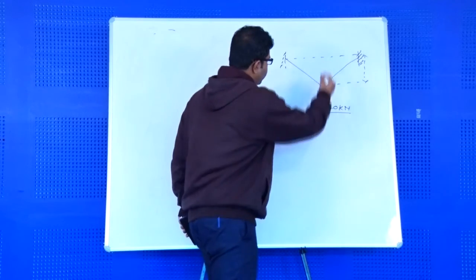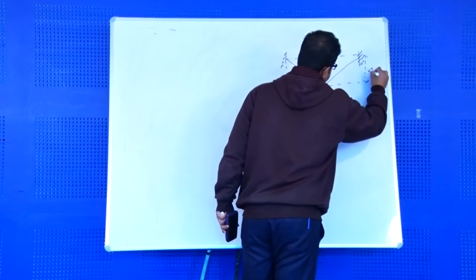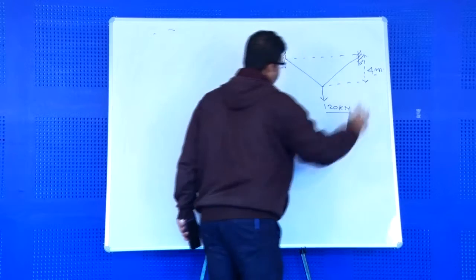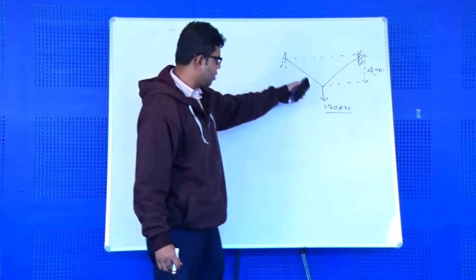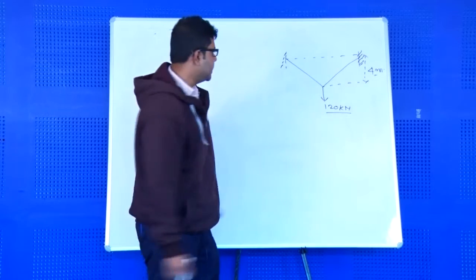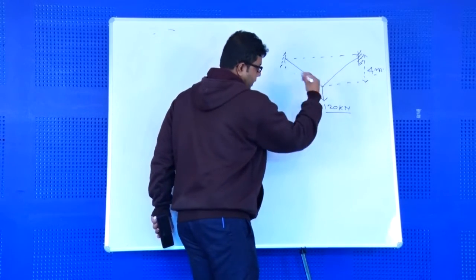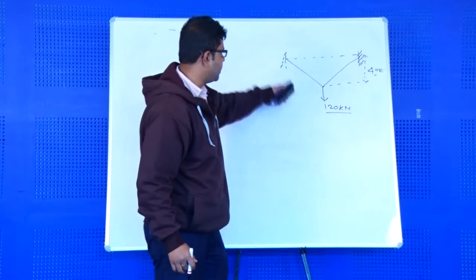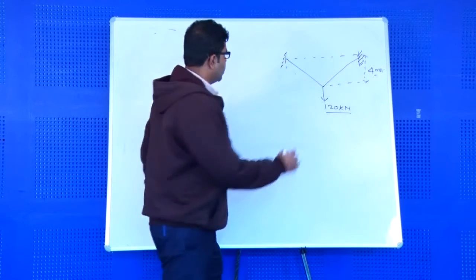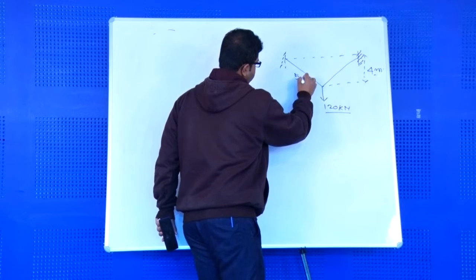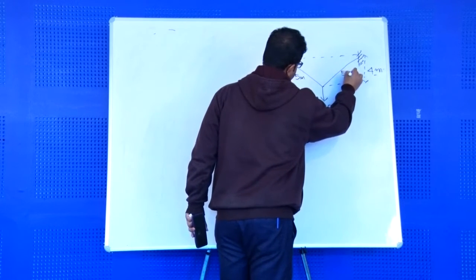Let us suppose that the central dip of the cable is 4 meter, and the total length of the cable is 10 meter. The load is applied at a point such that the 10 meter cable is broken at this point, so both segments will be equal to 5 meter.